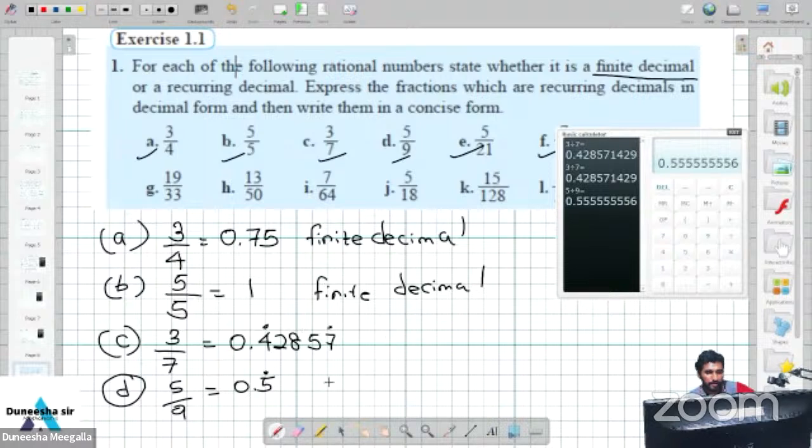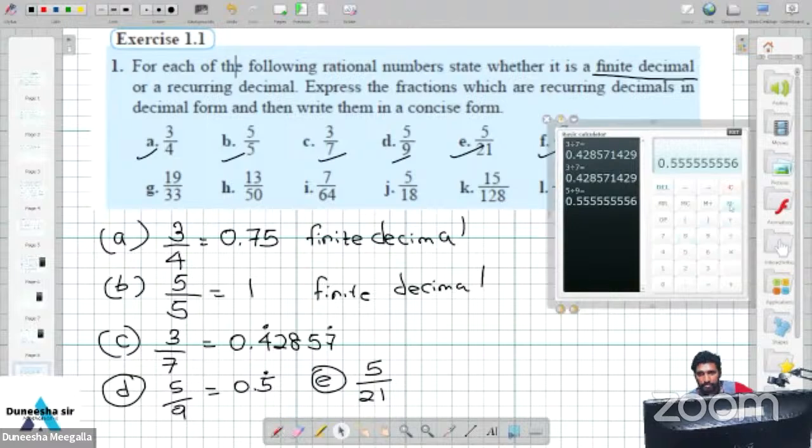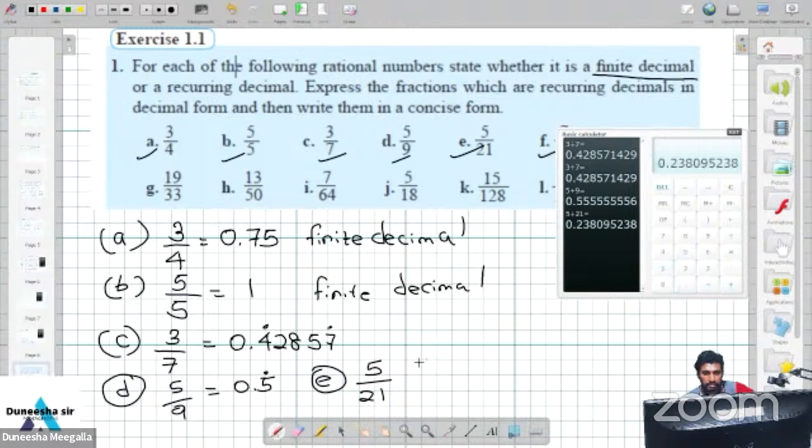Okay, then E is 5 divided by 21. 0.238095. Yes. The starting decimal is 2, ending decimal is 5. Okay, all of you get the answer? Yes, sir.